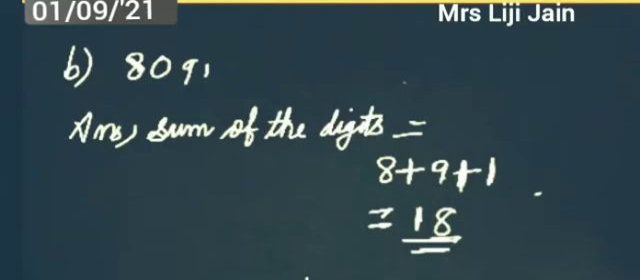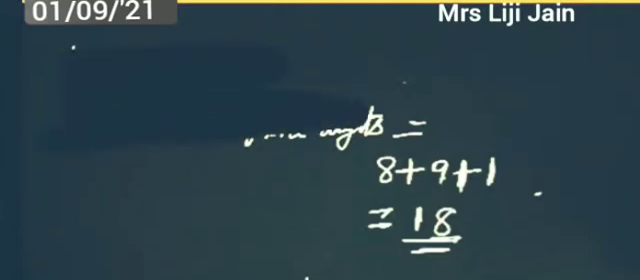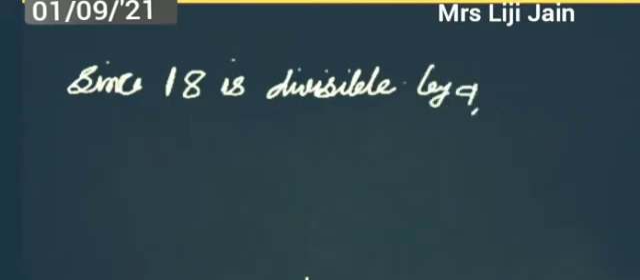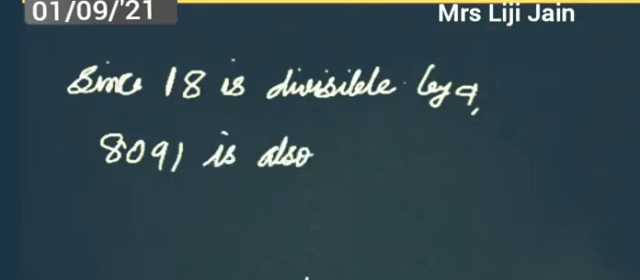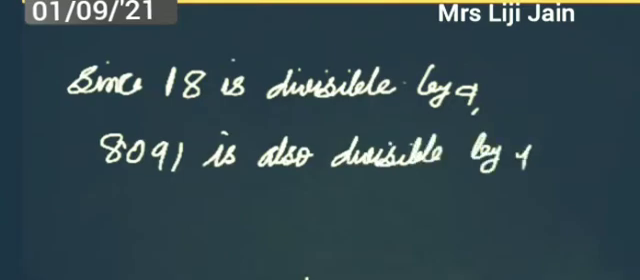So what can we conclude from this? Yes, since 18 is divisible by 9, the given number 8091 is also divisible by 9, isn't it? Yes, write down. Since 18 is divisible by 9, our given number 8091 is also divisible by 9.